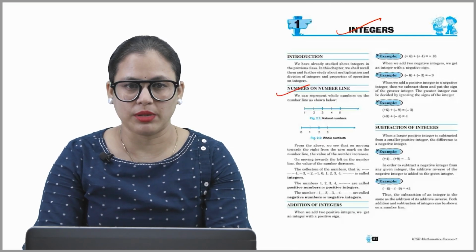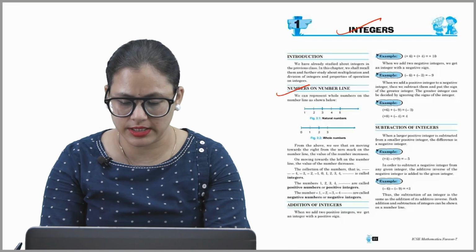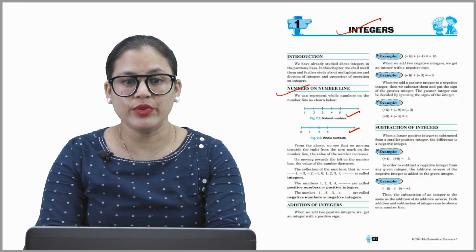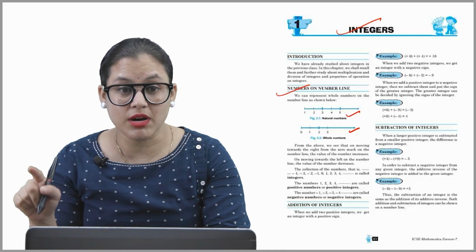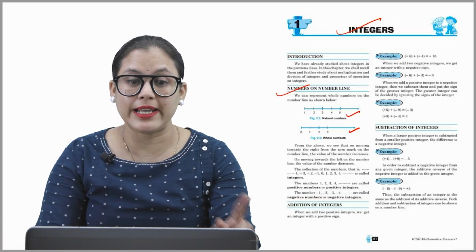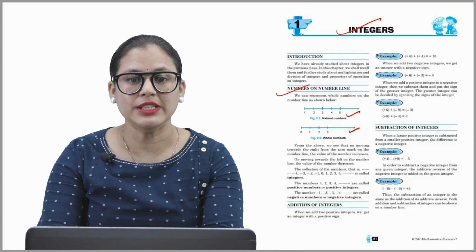Numbers on number line. We can represent whole numbers on the number line as shown. See, these are the natural numbers, these are the whole numbers. From the above, we see that on moving towards the right, from the 0 mark on the number line, the value of the number increases, right? And on moving towards the left on the number line, the value of the number decreases.